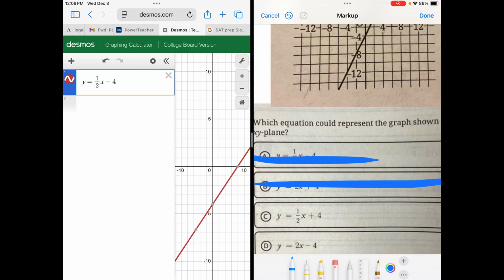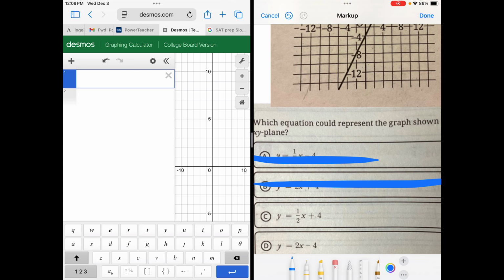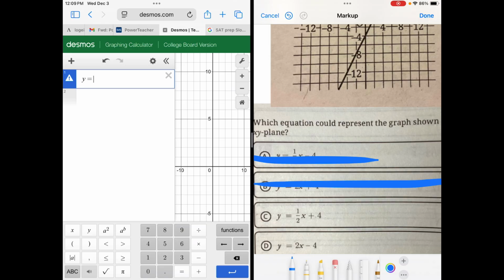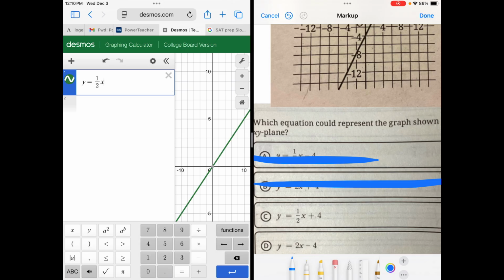We can get rid of these just so that we know those are wrong answers. So let's go ahead and plug in equation number 3. Y equals 1 divided by 2 x plus 4. Okay, let's take a look at our graph.